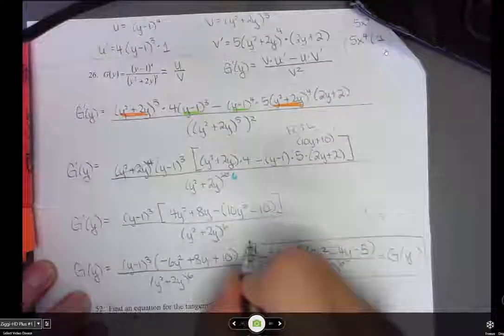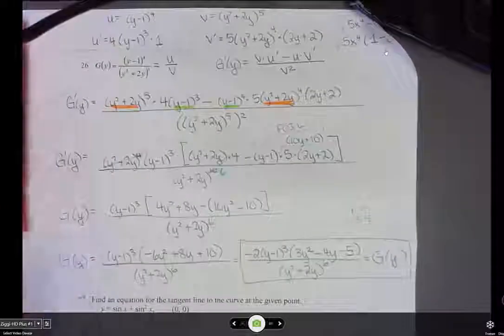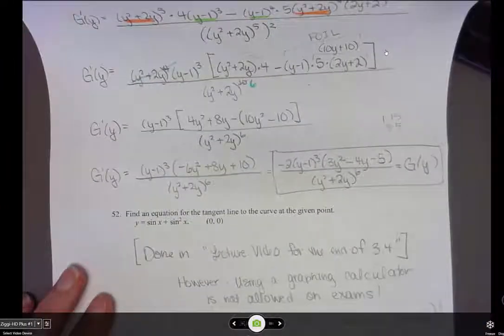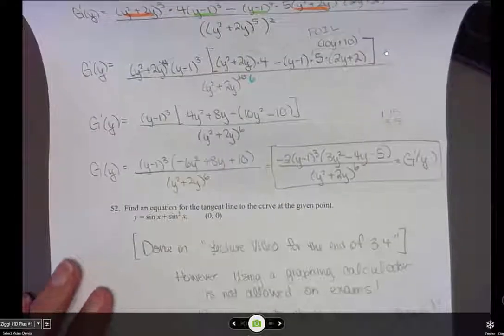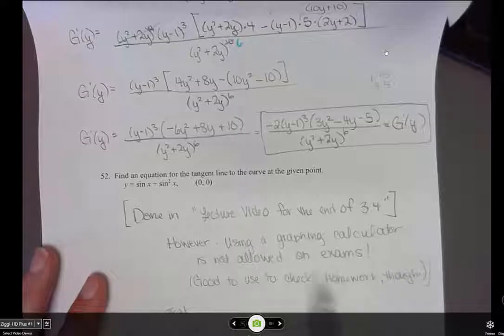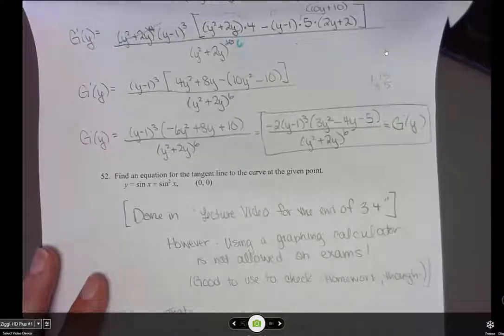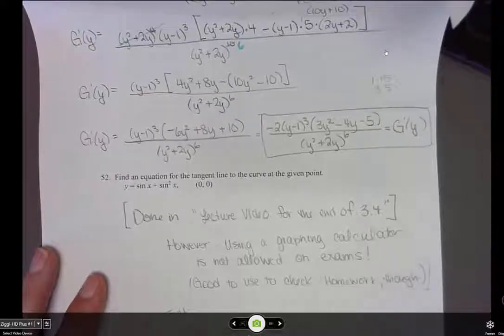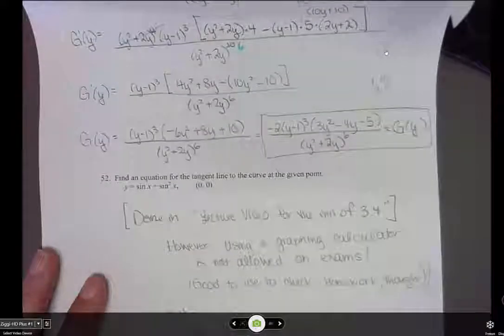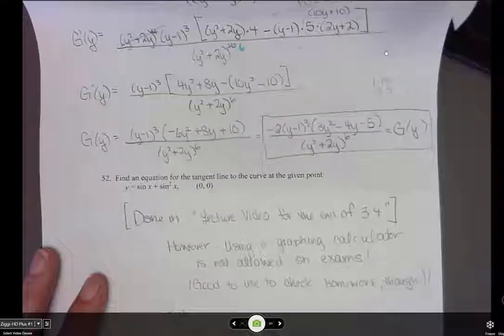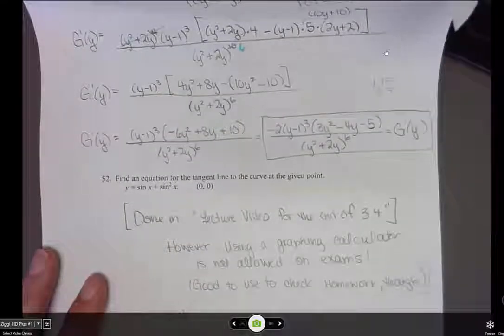Okay, the rest of the problems are done in the second video, and I might talk about using a graphing calculator, but remember, you don't get to use a graphing calculator on tests. It's good to use to check your homework if you have one. You can graph tangent lines along with the graph and make sure that it looks like it's actually tangent to the graph, but that's just to check your work. You don't get to use one on the test. And then that video goes through to the end of the section. All right.